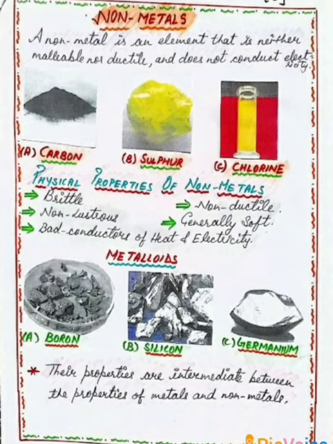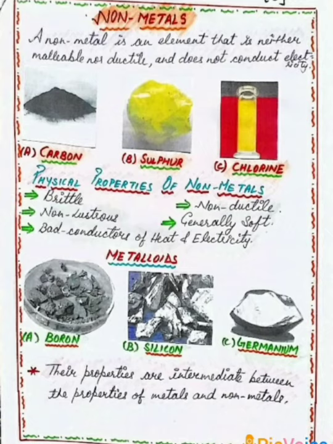For example, sulfur and phosphorus are solid nonmetals which are not malleable. They cannot be beaten into thin sheets with a hammer. Thus, we cannot get thin sheets from non-metals.